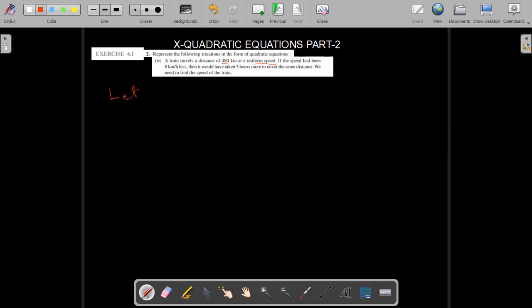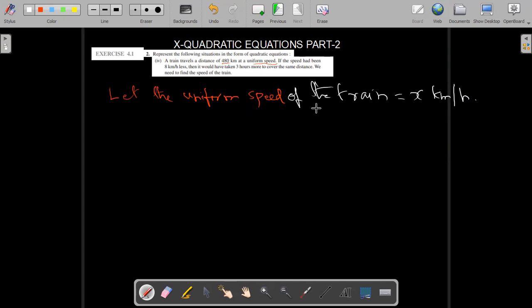So let the uniform speed of the train be equal to x kilometers per hour. Kilometers and hours: the time we are taking in hours and the distance is taken in kilometers.